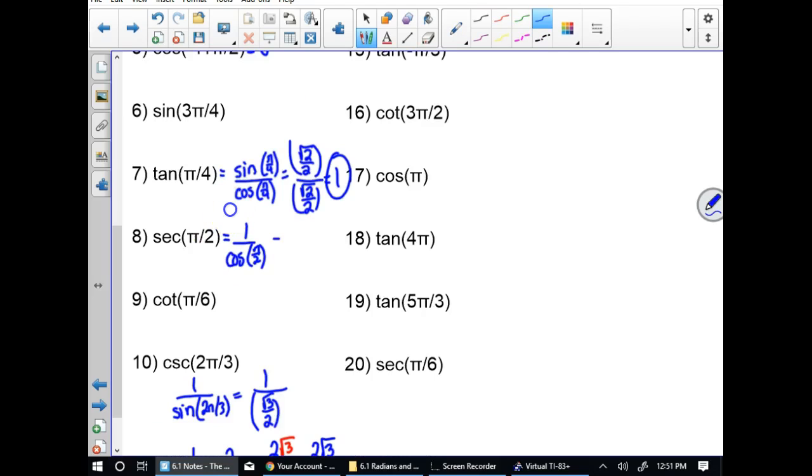1 over 0. What is 1 over 0? You can't do it. You cannot divide by 0. If you type it in the calculator, 1 divided by 0, it's going to give you an error. We call that undefined. So sometimes you're going to get one that's undefined for these.